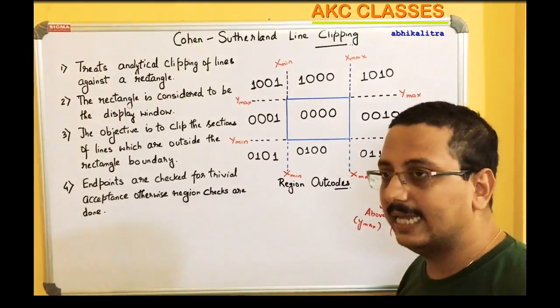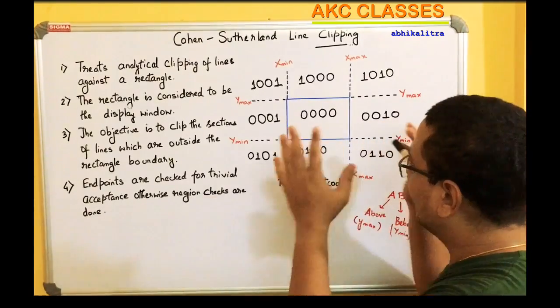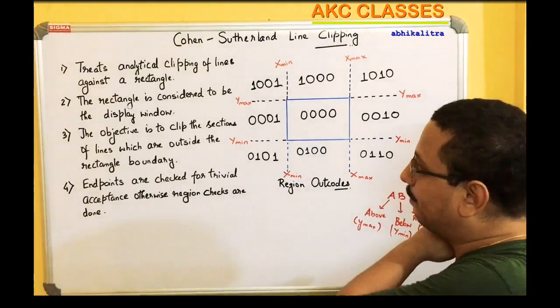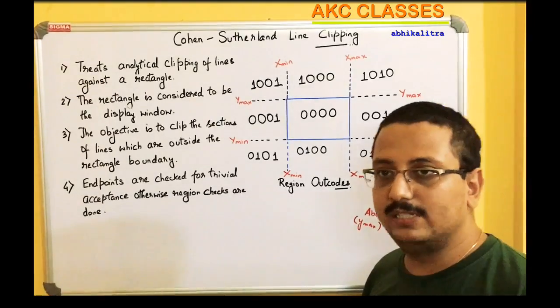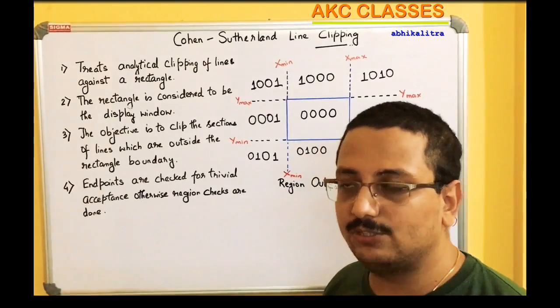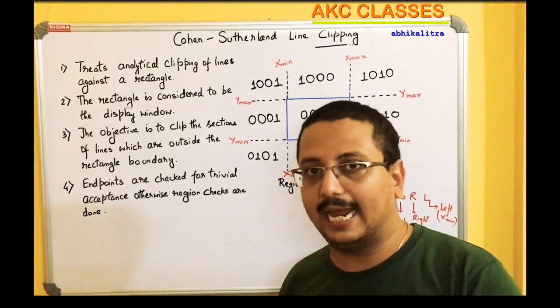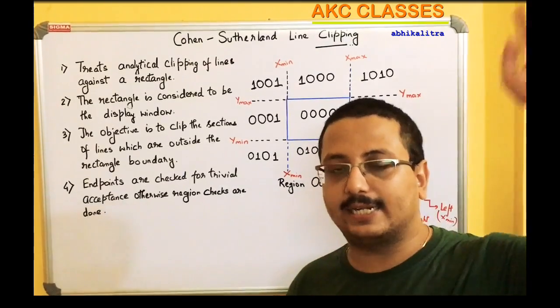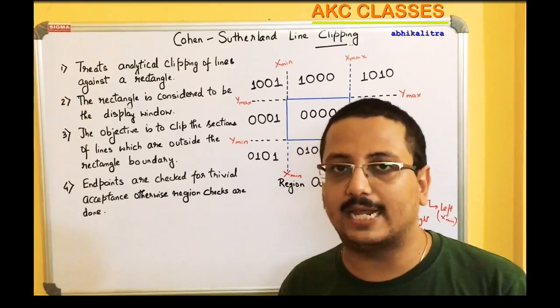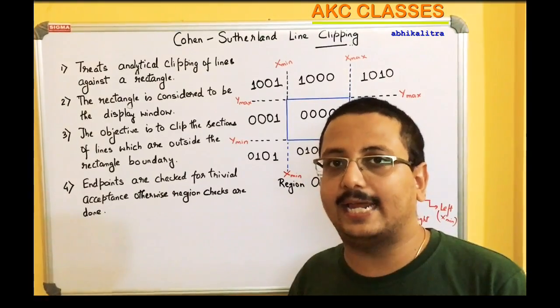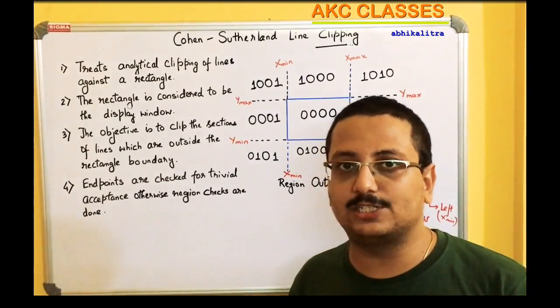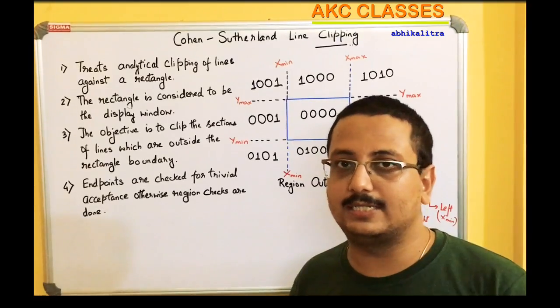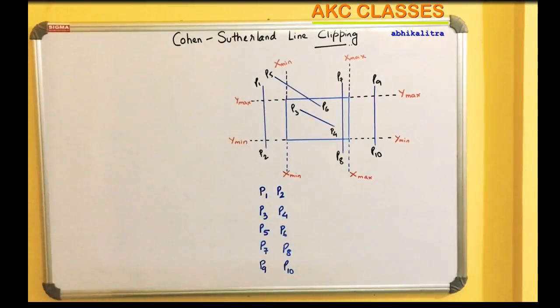Now, we will take different cases of lines that can pass through the rectangle, and we will see how we are detecting whether a particular line lies inside the rectangle boundary or whether it is crossing the rectangle boundary, and we need to trim those line sections which are exceeding the rectangle boundary, and how these particular sections are being treated. Now we will understand those particular sections.